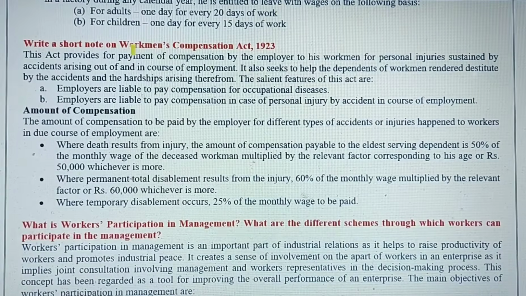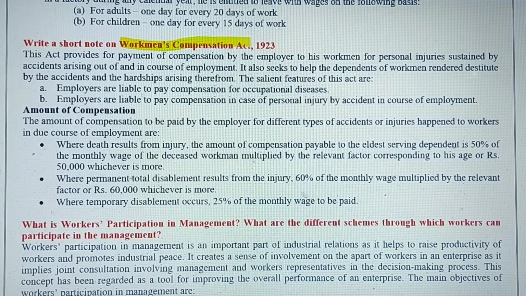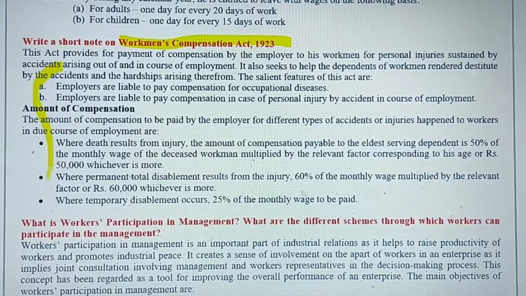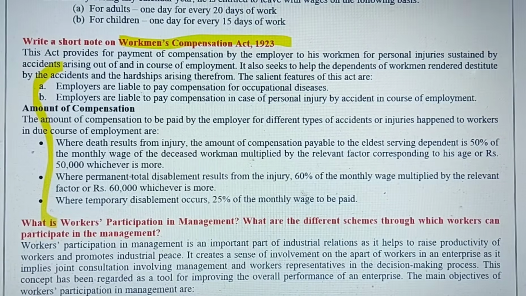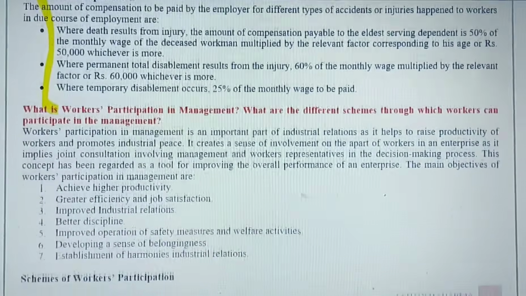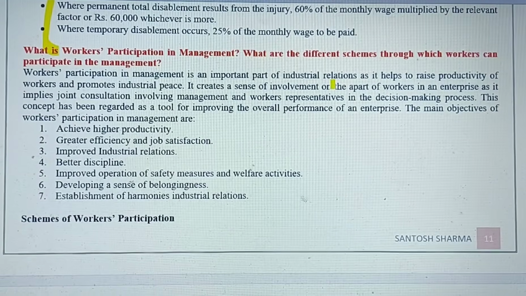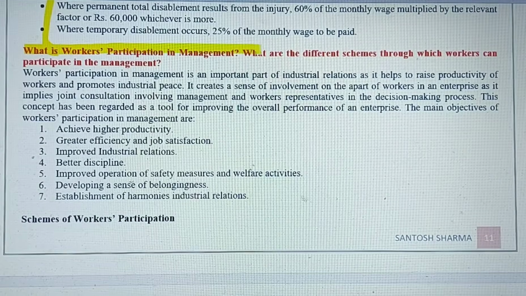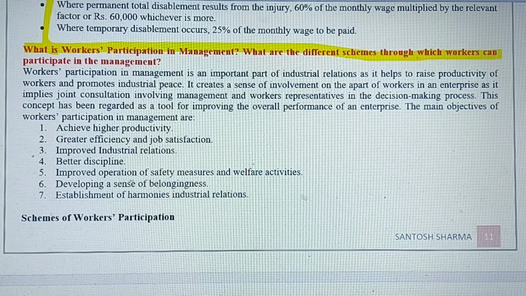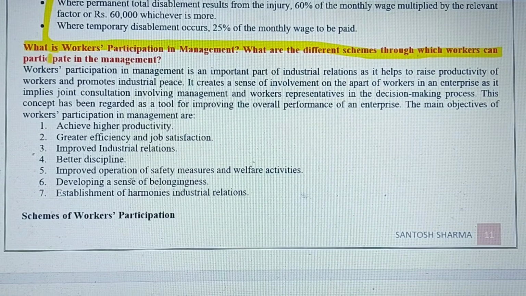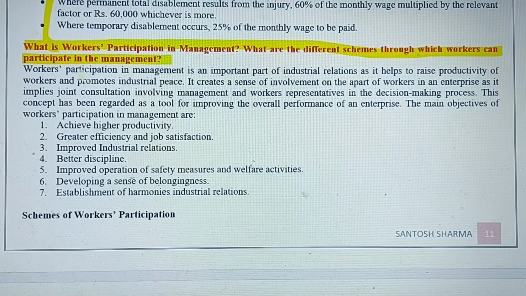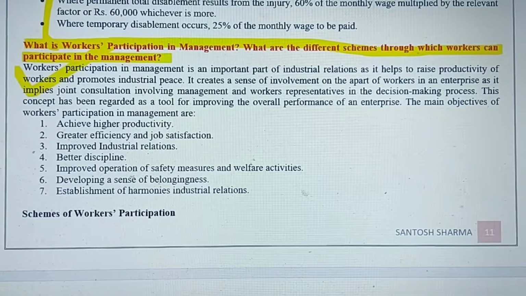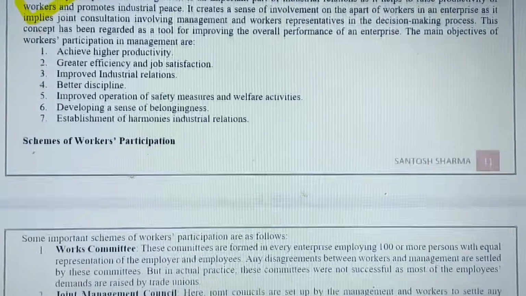Again, one more important question: a short note on the Workmen Compensation Act 1923, and you can be asked to write a short note on this. Fine. From this unit, the most important question is what you can see on your screen, that is workers' participation in management, and what are the different schemes through which workers can participate in the management. One of the very important questions for these June 2025 exams.